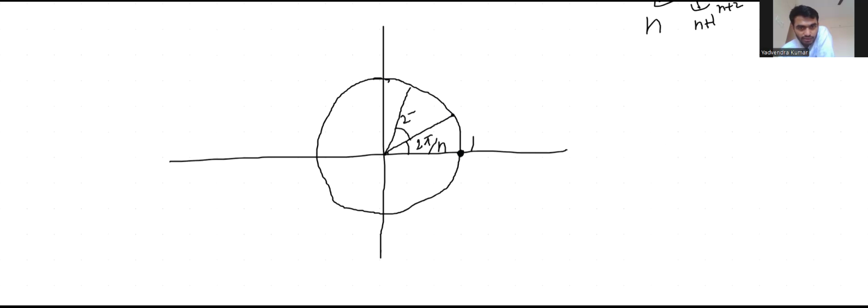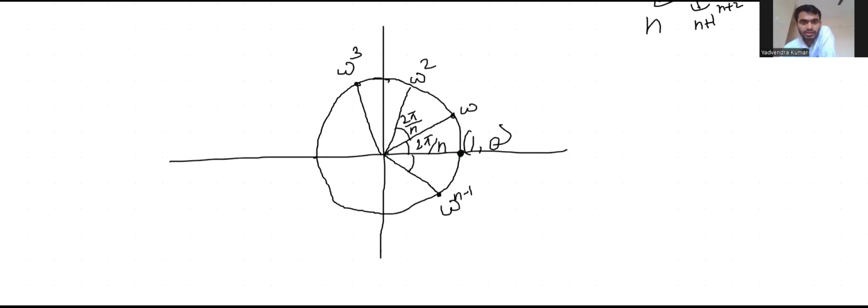Why 2 pi by n? Because all n roots are equally located on this unit radius circle. This radius is 1. So this point is 1 comma 0, and this point is minus 1 comma 0. Now if you represent this root by omega, the next will be omega square. The next root will be omega to the power 3, and so on. The last root is going to be omega to the power n minus 1.